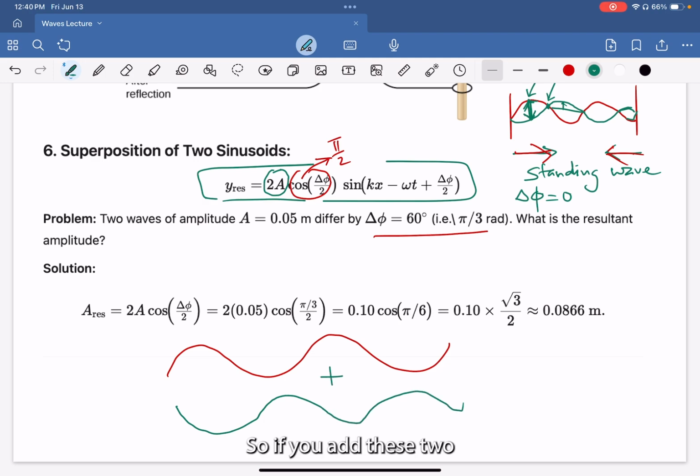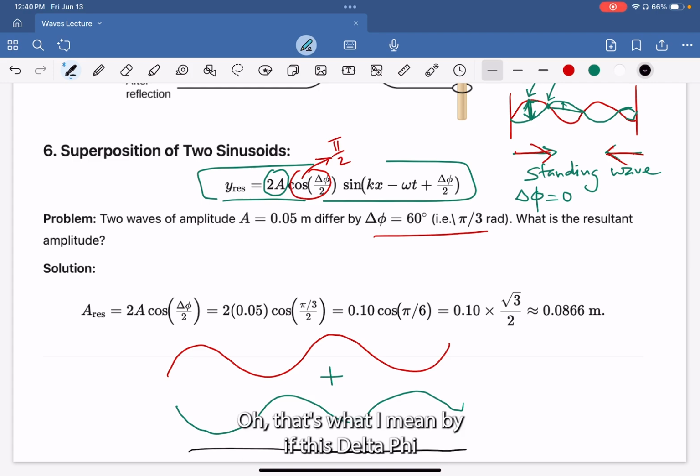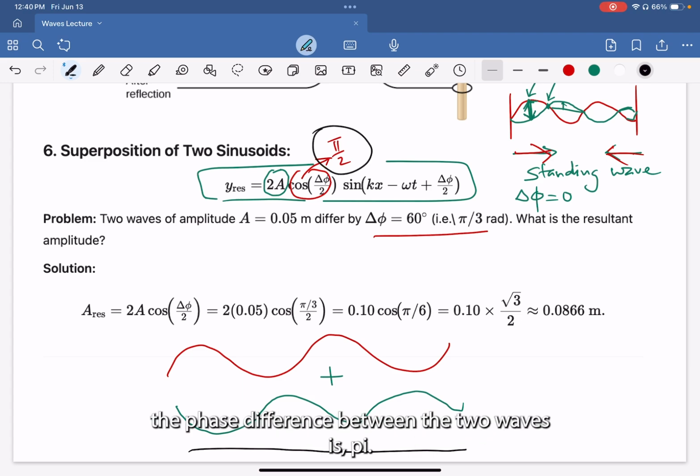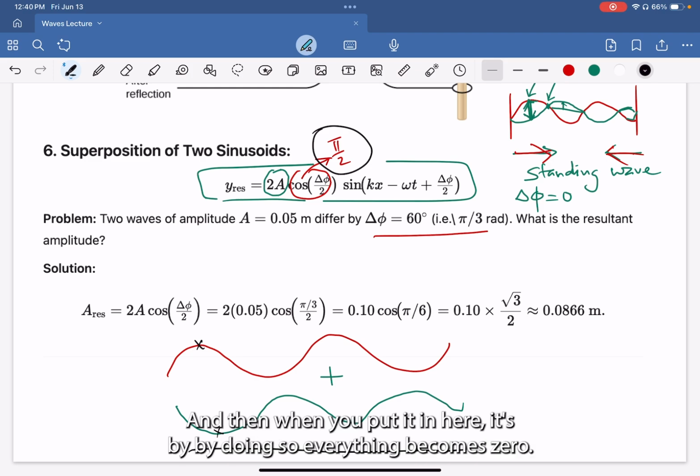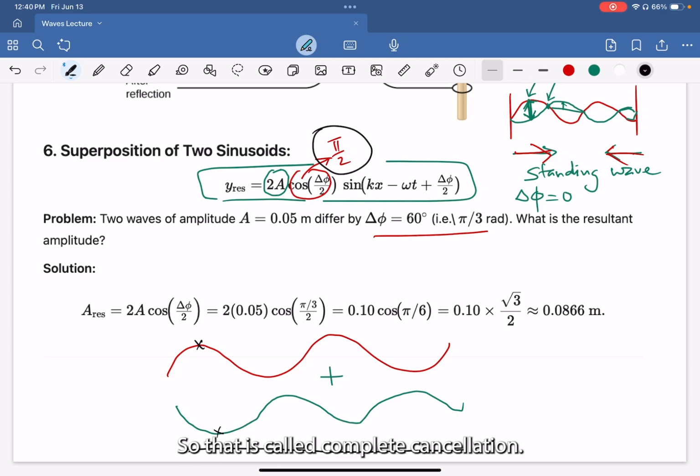So if you add these two, then you are going to get the resultant as no wave. Nothing. See? When you do the lab, you're going to see that. So that's what I mean by if this delta phi, the phase difference between the two waves, is pi, that means they're opposite to each other. This point is exactly opposite to this. So phase difference is pi. And then when you put it in here, it's pi by 2. So everything becomes 0. So that is called complete cancellation.